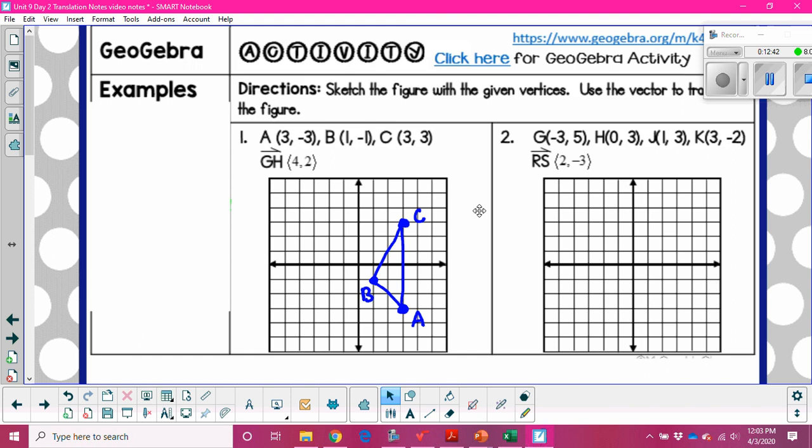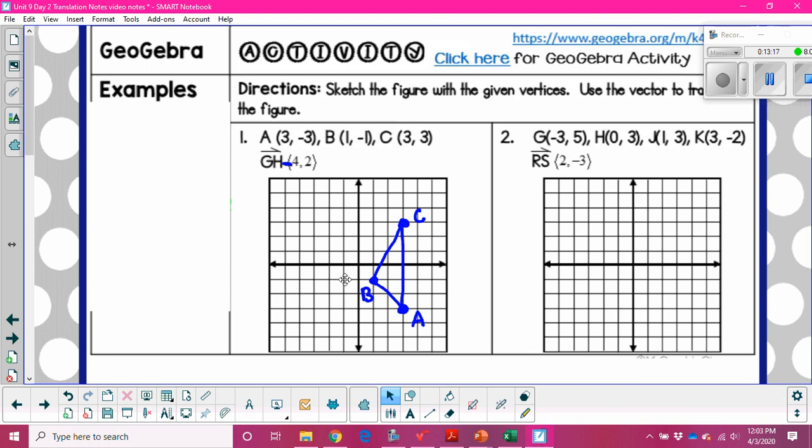We're going to slide it using this vector GH, and we're going to slide it to the right 4. I'm sorry, that needs to be a negative. Let's make that a negative. We're going to slide it to the left 4 and up 2. I'm going to take each point and slide it to the left 4 and up 2. So let's start with A. We'll go over to the left 4, 1, 2, 3, 4, and then up 2, 1, 2.